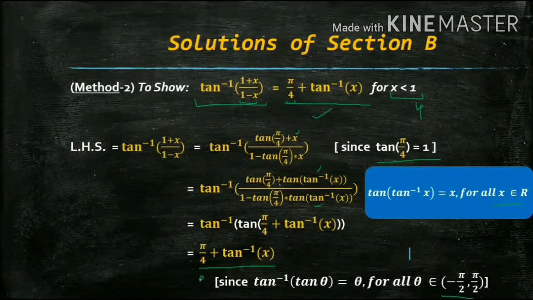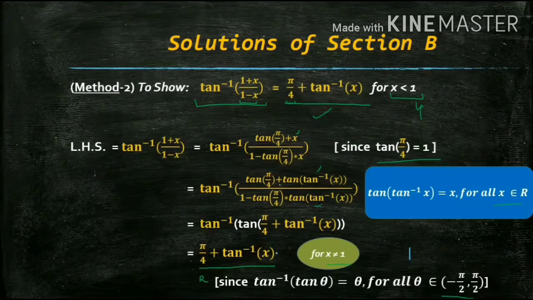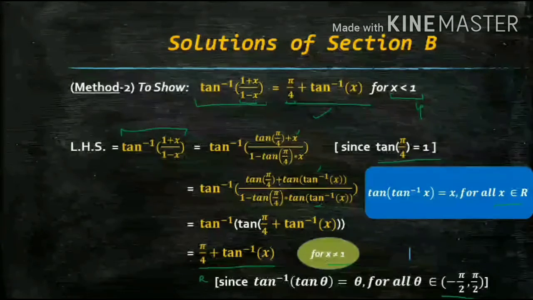I'll tell you now. Firstly, x not equal to 1. Why? Why x not equal to 1? Because if x equal to 1, this becomes infinity. Correct? And we do not take that. Because if x is equal to 1, this is infinity, and tan inverse infinity is pi by 2. But the principal value or the range for tan inverse function lies in the open interval minus pi by 2, pi by 2. That means pi by 2 or 90 degrees is not included. So x can't be 1.